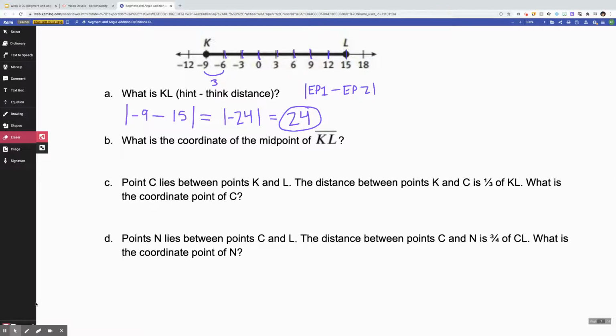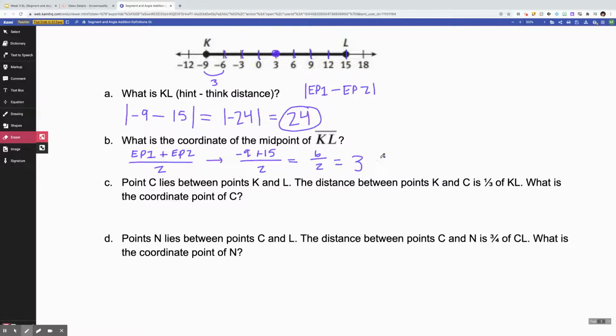Okay, all right, so let's look at point B right here, part B. Part B says, what's the coordinate of the midpoint of KL? So remember, the formula here is we're going to average the two endpoints. So it's endpoint 1 plus endpoint 2 divided by 2. Okay, so here that's -9 plus 15 divided by 2. Right? 15 plus -9 is 6 divided by 2. So I get 3. So this is a location, right? So the midpoint right here is 3 up here at the top.